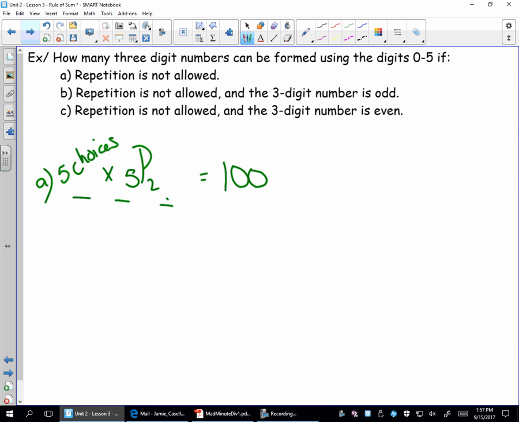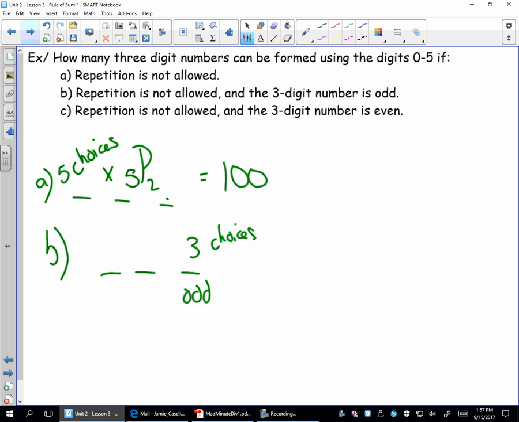What about repetitions not allowed and the 3-digit number is odd? Okay, well now I've got conditions again. I can't use the number 0 at the beginning, and this has to be an odd thing at the end. So what do I have to fill in first here? Well, I'm going to fill in the odd digits. How many things are odd? The numbers 1, 3, and 5. So there are 3 choices.